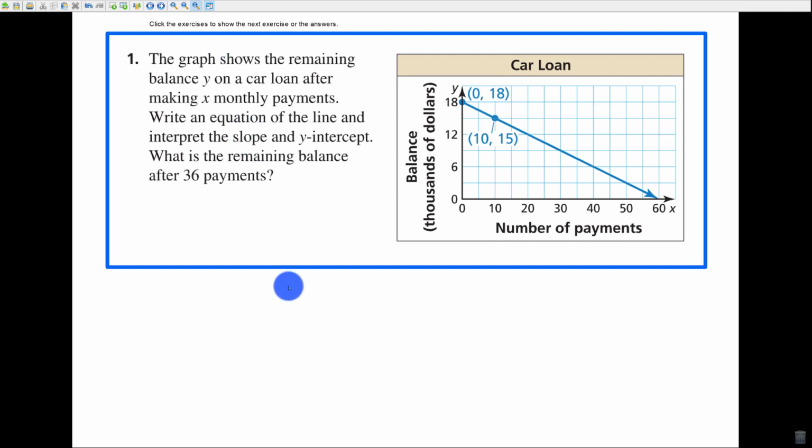For your homework tonight, you're to do 2 things. Make sure that you have all the notes written down, and I want you to complete this problem. The graph shows the remaining balance on a car loan after making x number of payments. Write an equation of the line and interpret the slope and the y-intercept. To find the slope, you would use this point and this point, since those are clean points. x1, y1, x2, y2. Plug that into the slope format, find m, then we know that it crosses at 18, so that's our b. Please complete this on your paper and have it ready for Monday.